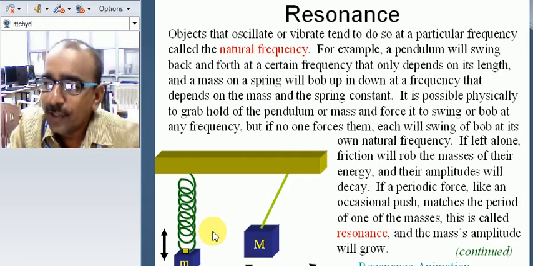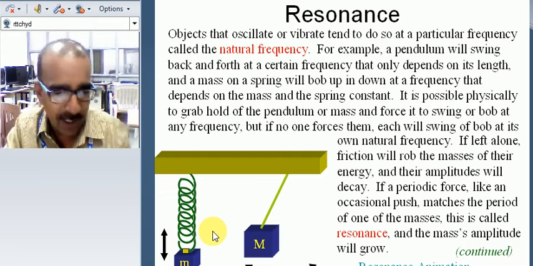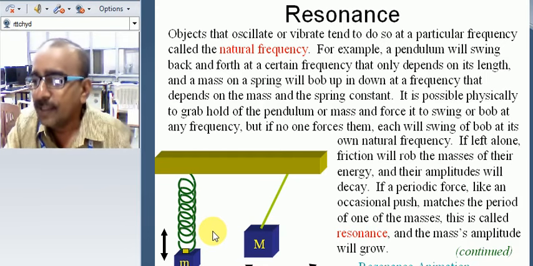Before going to resonance, we see what is the natural frequency. Objects that oscillate or vibrate tend to do so at a particular frequency, which is called the natural frequency. And the resonance term you can see in the last three lines.